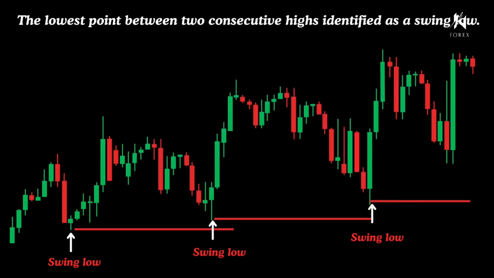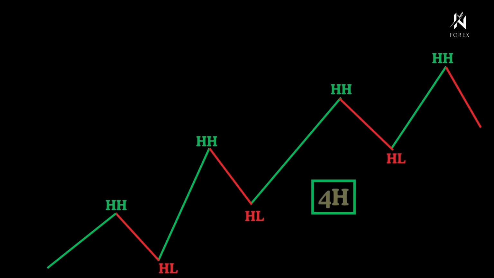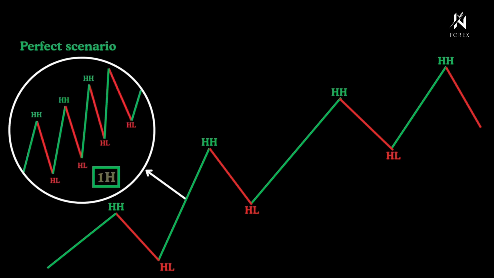To answer this, it's essential to grasp the fractal nature of the market. Imagine we're observing a clear uptrend. On the 4-hour time frame, with a sequence of impulsive and corrective moves, the market consistently forms new higher highs while respecting the higher lows. If you zoom into the 1-hour time frame, you'll see that this 4-hour impulsive wave is made up of impulsive and corrective moves that follow the higher lows in an ideal scenario.